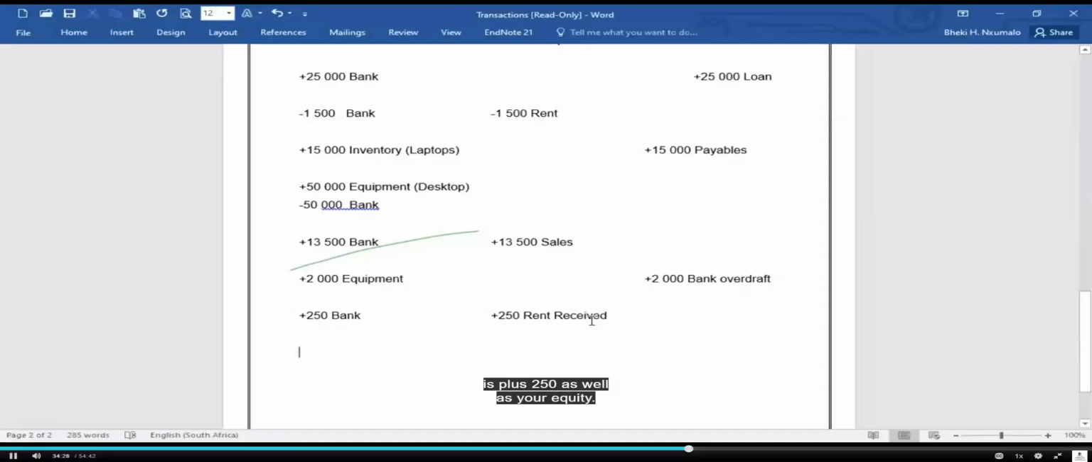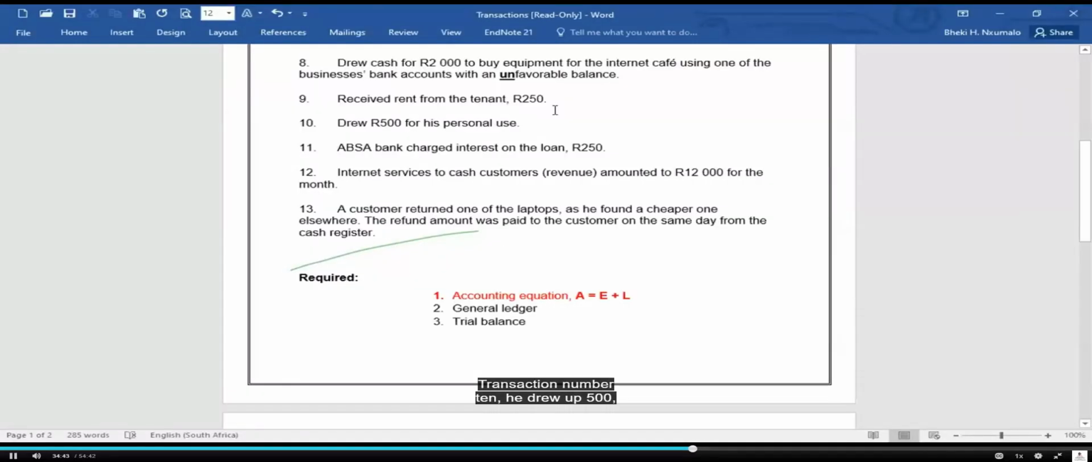Transaction number 10: he drew up 500 rand for his personal use. The owner took out 500 rand. Let me put it simply: drew cash of 500 rand for his personal use. He drew cash because it happens that the owner will take out stock or cash in the business.